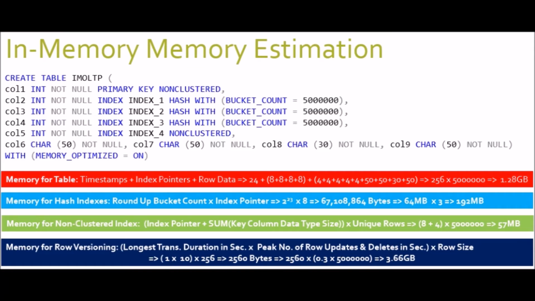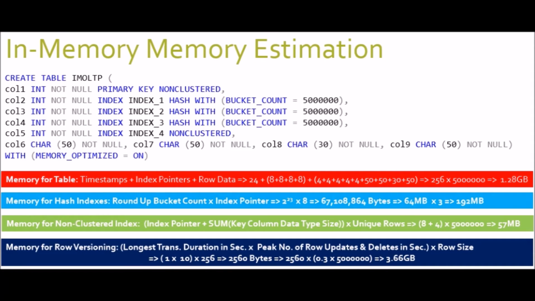For in-memory tables, we need to calculate 4 different areas because in-memory OLTP will use this much memory. First, we need to calculate memory for the table. The table means the raw data, not just indexes, only raw data. So what we need is timestamp plus index pointers plus raw data. The timestamp is 24, the begin and end transaction timestamp, plus 4 times 8, because we have 4 indexes. As I mentioned, the primary key non-clustered we need to ignore.